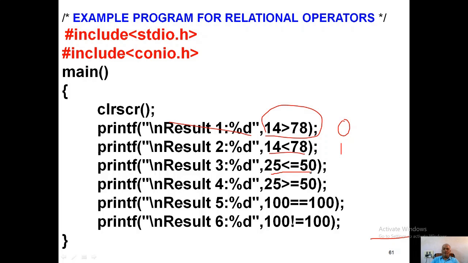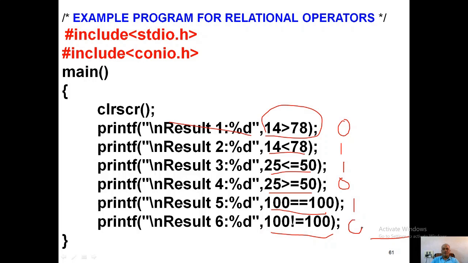25 less than or equal to 50: is it true or false? True, so it returns 1. 25 greater than or equal to 50: true or false? It is false, 0. 100 equal to 100: true, 1. 100 not equal to 100: then it returns 0.